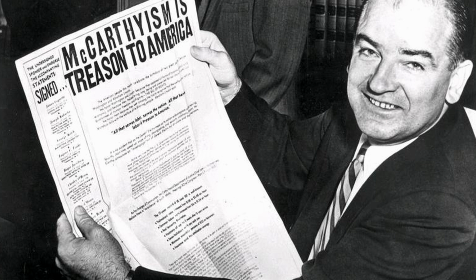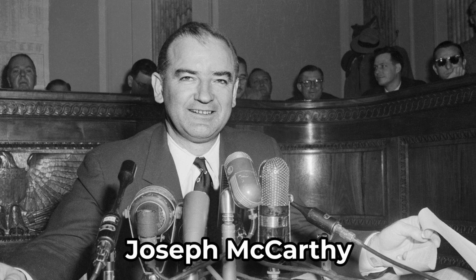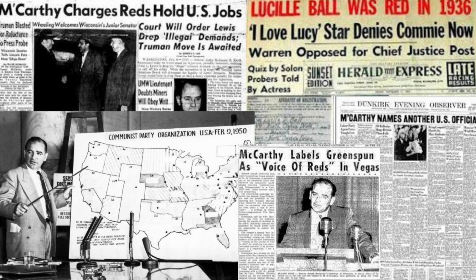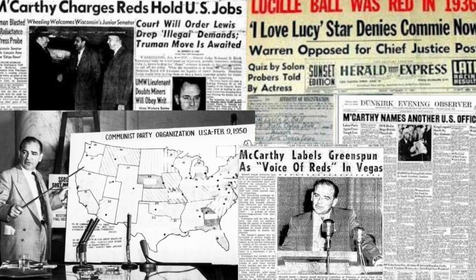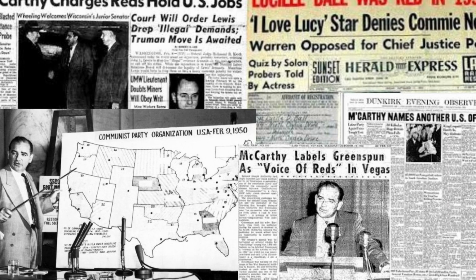Meanwhile, in the US, anti-communist hysteria peaked with McCarthyism. Senator Joseph McCarthy led aggressive campaigns against suspected communists, blacklisting many and deepening domestic fears of Soviet infiltration. The era saw Hollywood actors, government officials, and intellectuals accused of disloyalty, fostering a climate of paranoia.